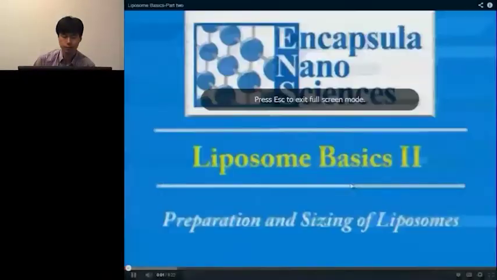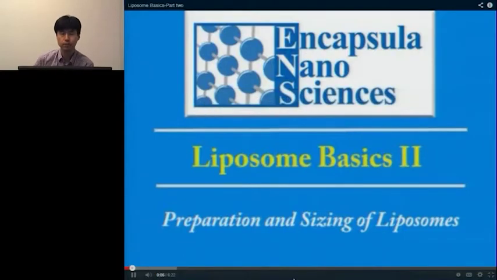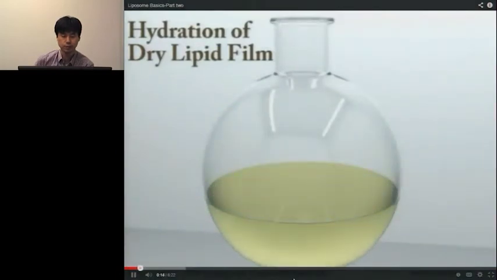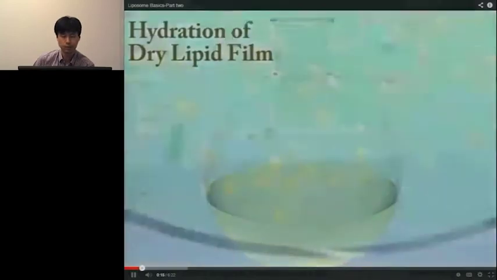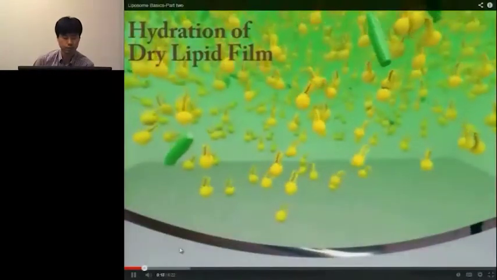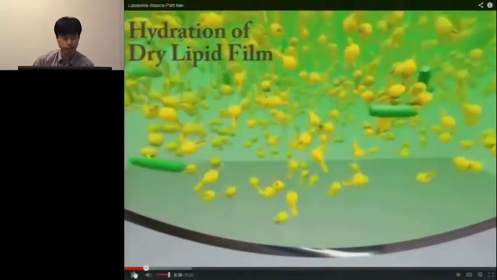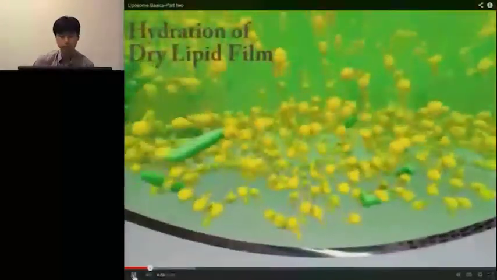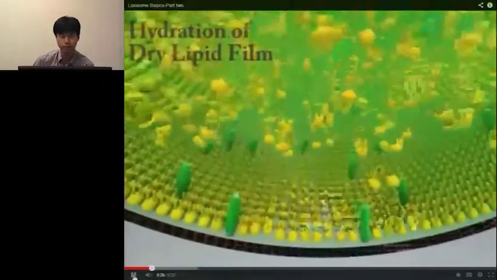Encapsula Nanosciences presents Liposome Basics Part 2. Here we describe the basic methods for preparing and sizing liposomes. The simplest method for preparing liposomes is hydration of dry lipid. The lipid is dissolved in organic solvent along with any lipid-soluble compounds to be incorporated into the liposomes. The solvent is commonly removed by rotary evaporation, resulting in a thin film of dry lipid.